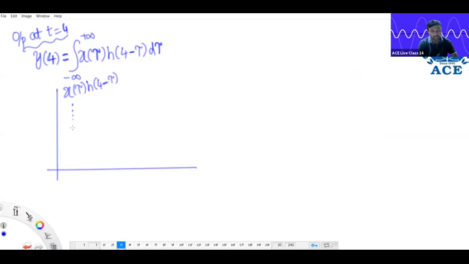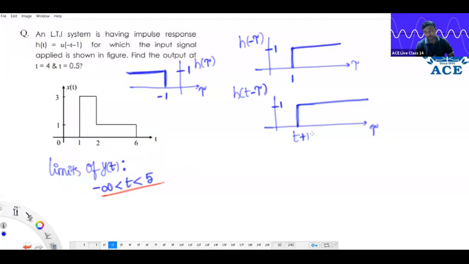Would the signal remain the same? The signal x of tau, no modification is done, sir. Of course, I am showing that as a dotted line. What is the meaning of h of 4 minus tau? It is the shifted signal, t equals 4.